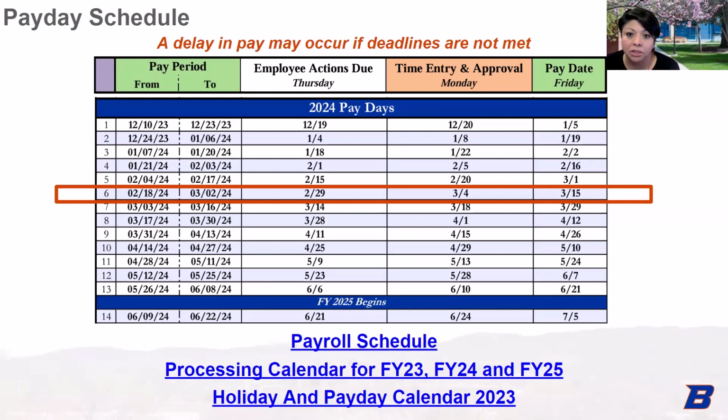Time entry and approval is that third column in orange. That's the day that time approval and entry is due every pay period. And then our pay date for that pay period is on that last column.